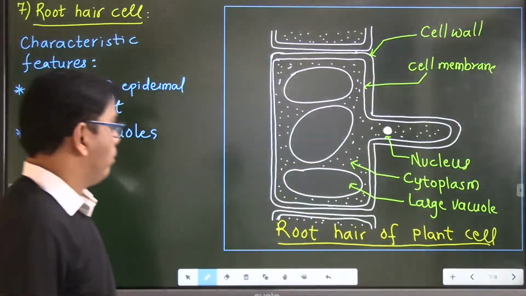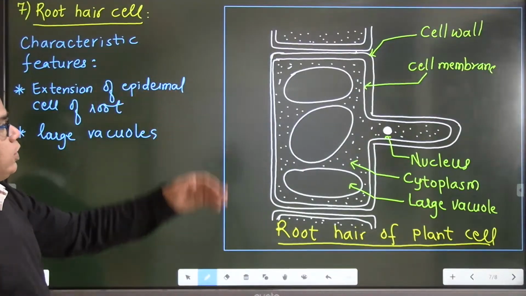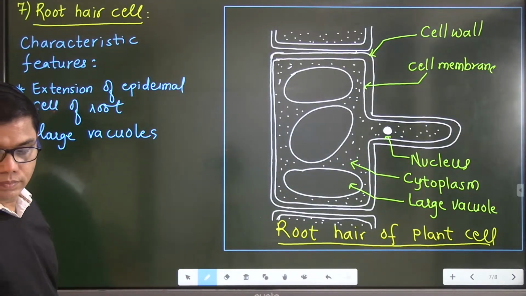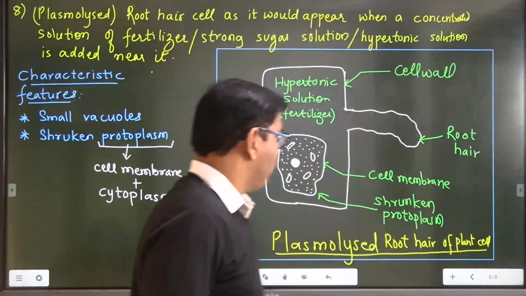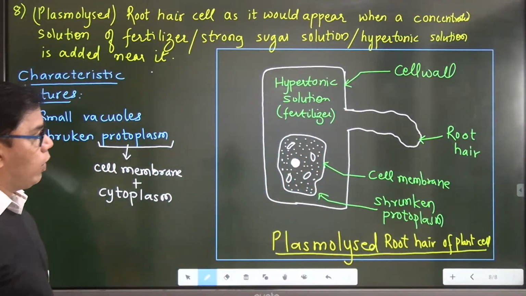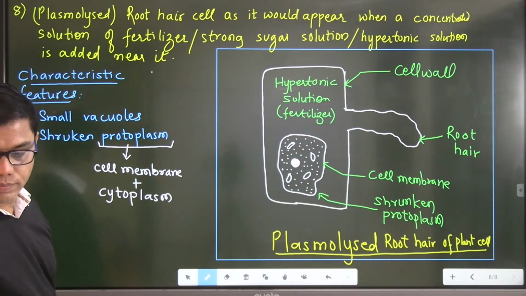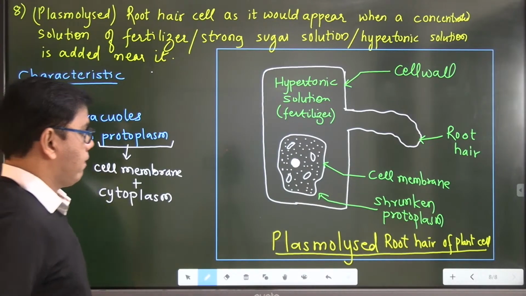Okay, then this is the root hair cell. And finally, plasmolyzed root hair cell.